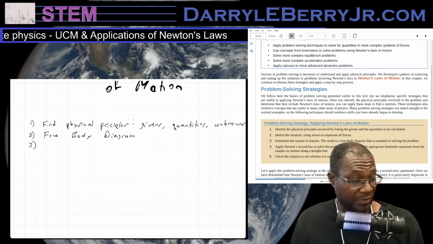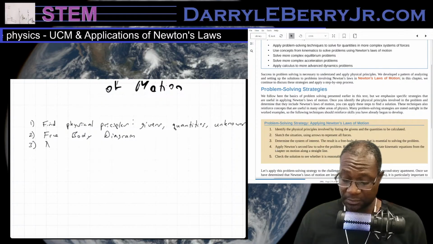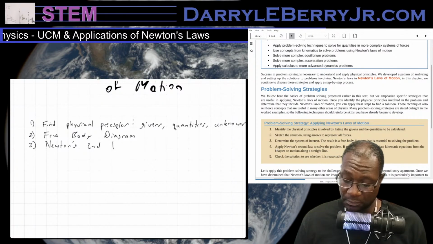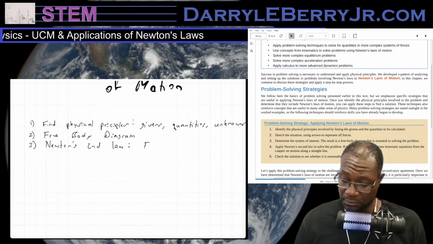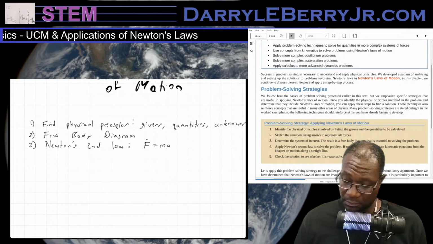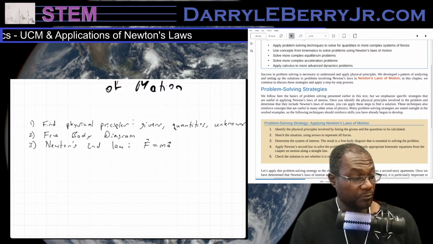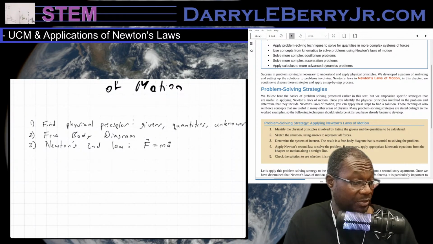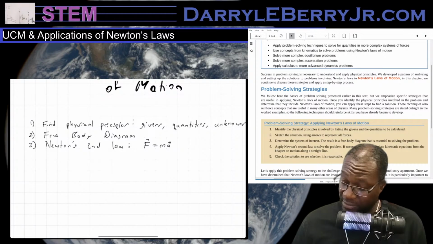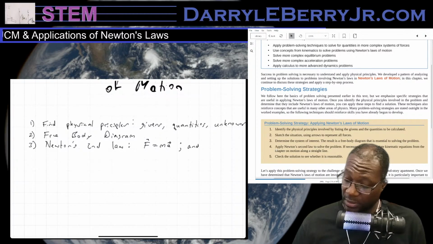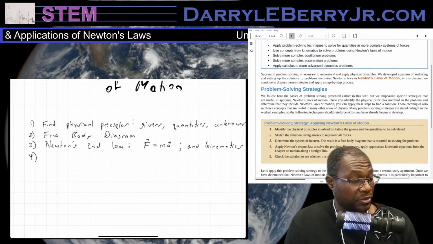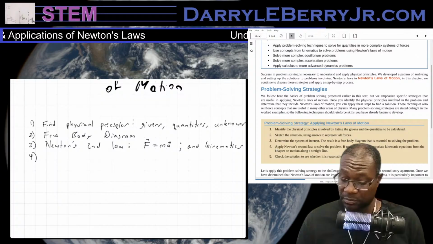3. Apply Newton's second law to solve the problem. F equals ma. If necessary, apply appropriate kinematic equations from the chapter on motion along a straight line. And kinematics. 4. Check the solution to see whether it is reasonable.